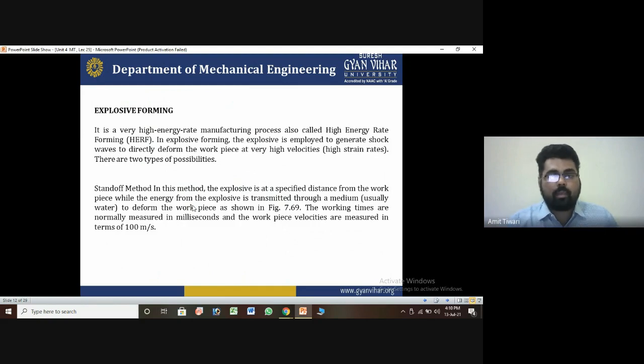or we can say for making the explosive material, what properties they have, and how they absorb. So these are some conditions that will be observed for the standoff method, which is generally used. In this method, the explosive is at a specific distance from the workpiece, while the energy from the explosive is transmitted through a medium, usually to deform the workpiece, as shown in the figure. The work times are normally measured in milliseconds, and the workpiece velocities are measured in terms of 100 meters per second.